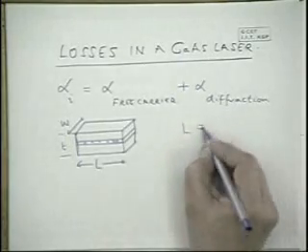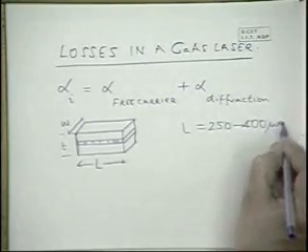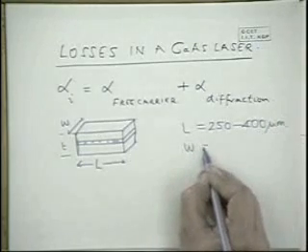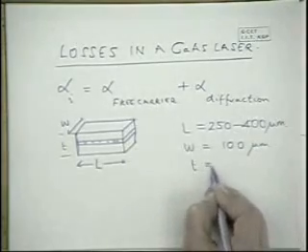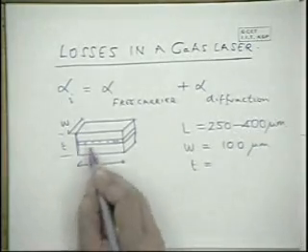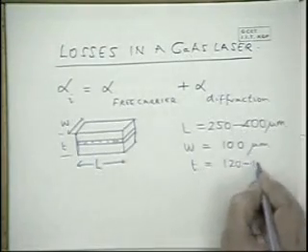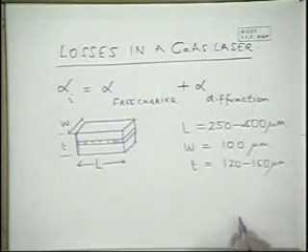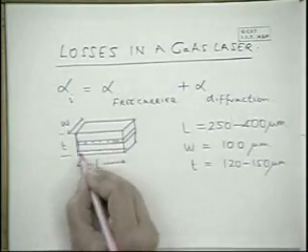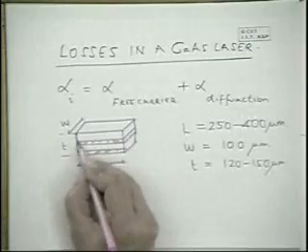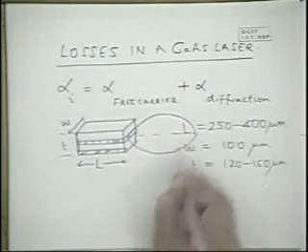L is typically of the order of 250 to 400 microns. For conventional, not microcavity, W is typically of the order of about maybe 100 microns. And T, this is on a substrate. The substrate is thinned. T will again be of the order of about 120 to 150 microns. The way it's made, the substrate is here, and the light output comes out from this edge.